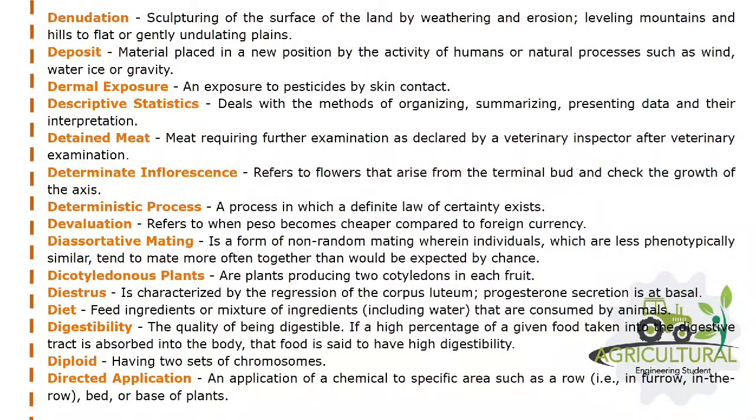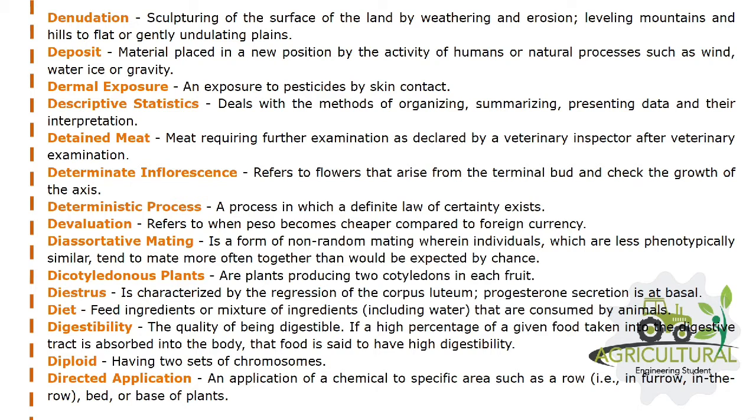Denudation, sculpturing of the surface of the land by weathering and erosion, leveling mountains and hills to flat or gently undulating plains. Deposit, material placed in a new position by the activity of humans or natural processes such as wind, water, ice, or gravity. Dermal exposure, an exposure to pesticides by skin contact. Descriptive statistics, deals with the methods of organizing, summarizing, presenting data and their interpretation.